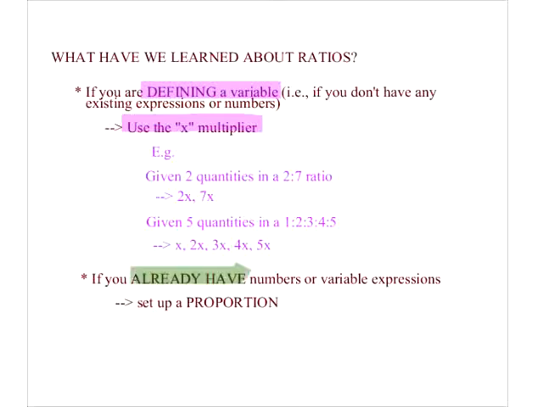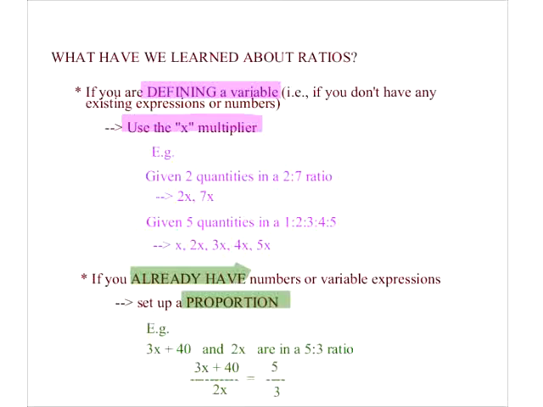So if you already have stuff, proportion. For instance, from the last problem, good enough example, if you have 3x plus 40 and 2x are in a ratio, 5 to 3 ratio, because you already have those existing expressions, you don't want to redefine more variables. Instead, you just take those expressions, which you already have.